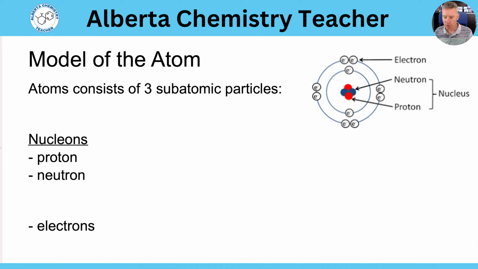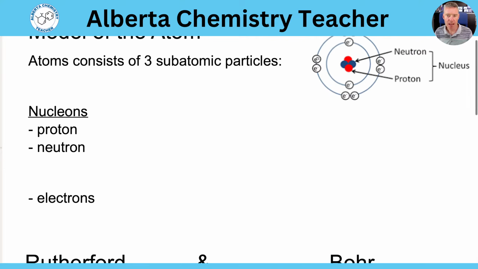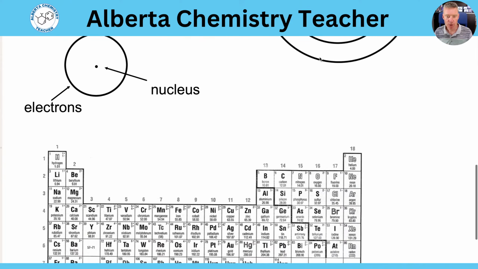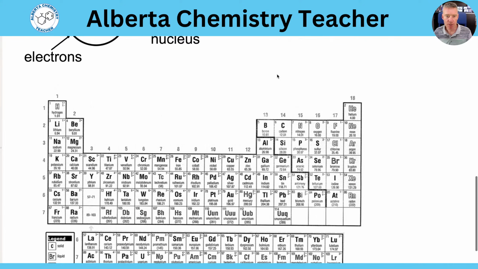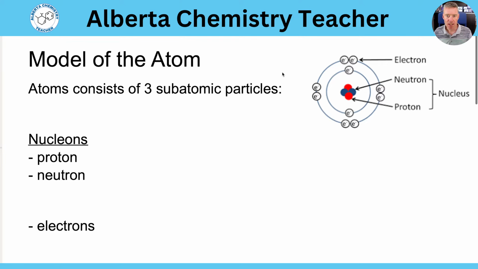So Science 10 or any grade 10 science class requires a pretty good understanding of the three subatomic particles in an atom. So we're going to review that. And this is all going to relate to ultimately using the periodic table and all the numbers in the periodic table.